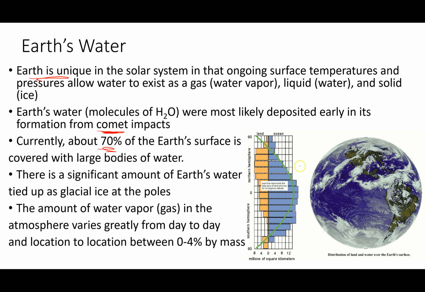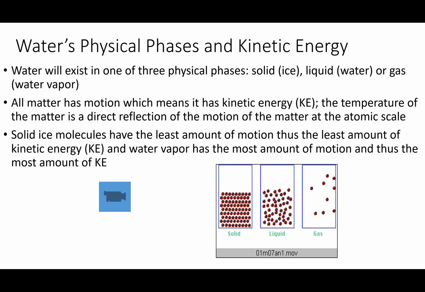There's more water in the northern hemisphere. Sorry, there's more land in the northern hemisphere and more water in the southern hemisphere. Large bodies of water. Water can vary from 0 to 4% by location and day to day, and most of Earth's fresh water is tied up at the poles.